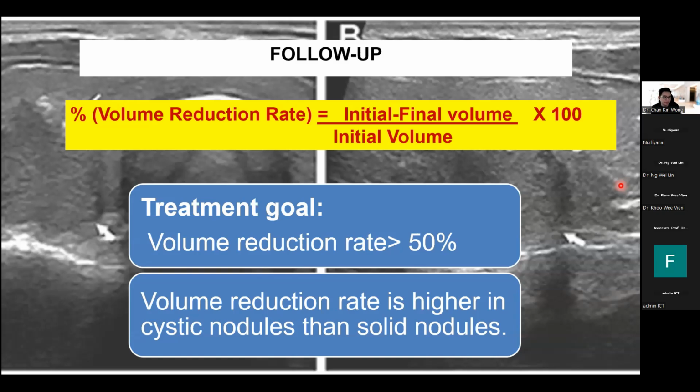So for follow-up, okay, this is how we calculate our volume reduction rate. It's the initial volume minus the final volume, divided by the initial volume, times 100. Our treatment goal is to aim for a volume reduction rate of 50%, and the volume reduction rate is higher in cystic nodules than solid nodules. Okay, generally cystic nodules get better versus solid nodules. They usually respond very well to our treatment.